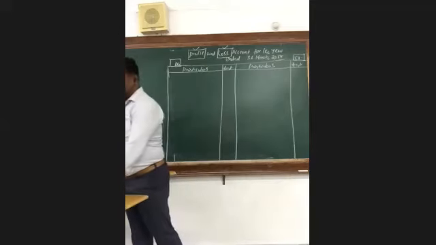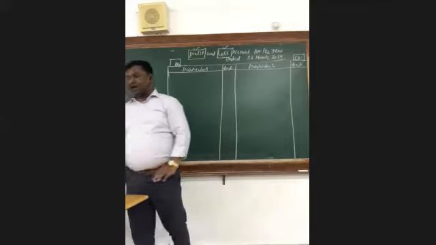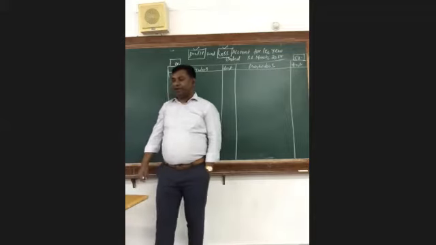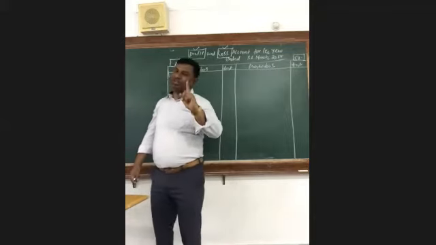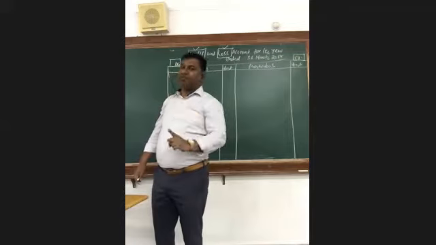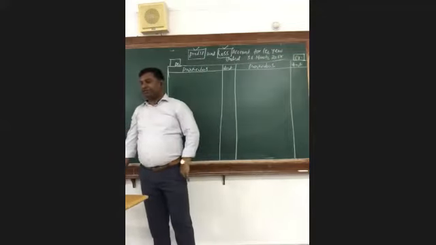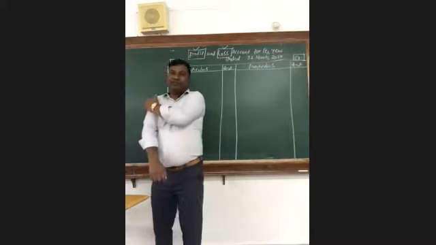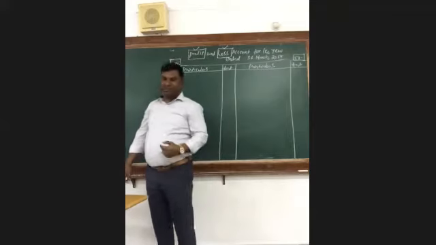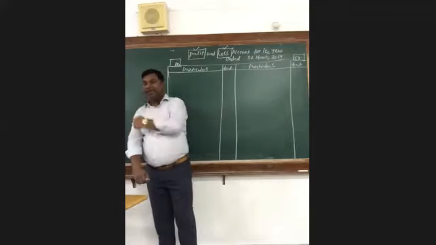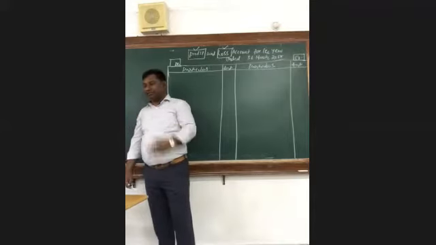And in addition to this, there are some adjustments. What are they? The outstanding salaries amounted to 4,000, rent paid for 11 months, that is 1 month still to be paid. The still to be paid is known as outstanding. Interest due but not received amounted to 2,000. There's an income which has become due, but it is still not received. This is income earned but to be received.